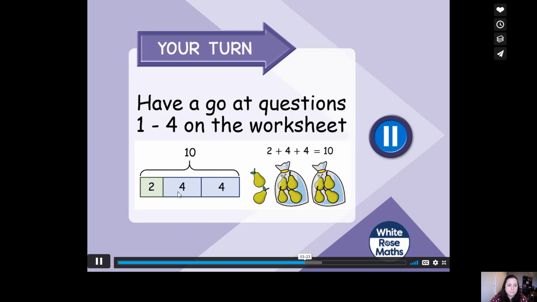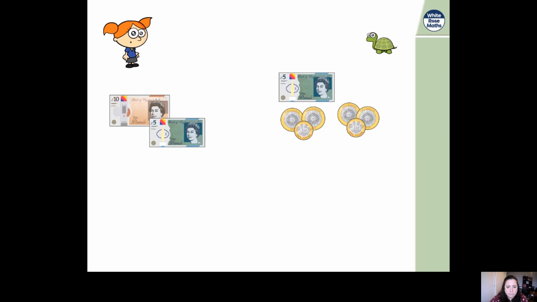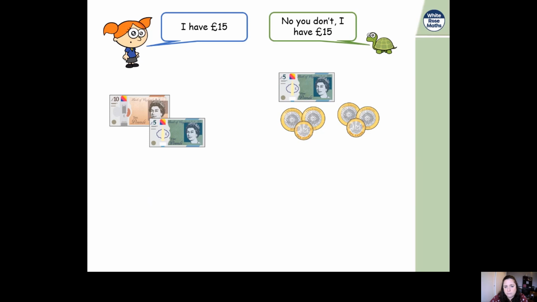Oh, and question 4 is using bar models. We looked at that before. Do you remember when we were adding up the pairs? Alex and Tiny are talking about the money they have. Alex says, I have £15. And Tiny says, no, you don't. I have £15. And Tiny, I'm not sure you're being very kind. Isn't there a nicer way we could talk to Alex?